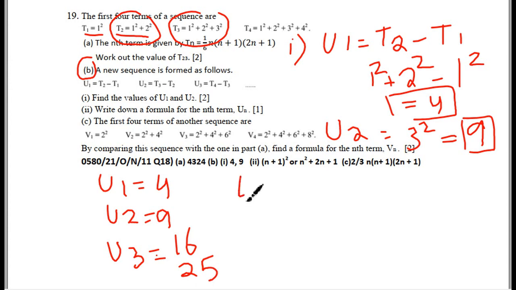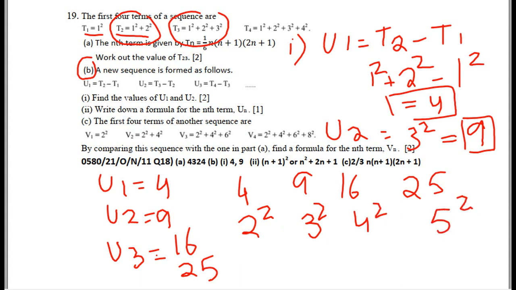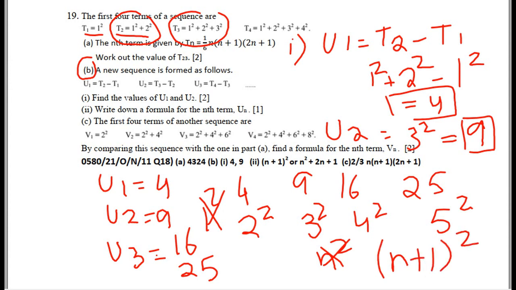So our sequence is 4, 9, 16, 25, which is actually 2 square, then 3 square, then 4 square, then 5 square. This is a square series, but we've removed 1 square from it. So its nth term will be not n square, but n plus 1 whole square. Okay, clear screen.